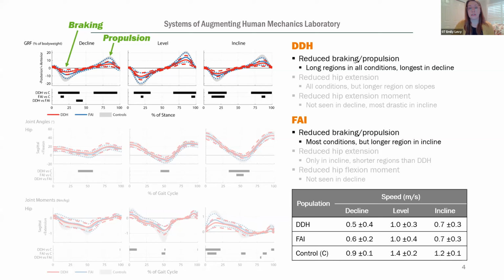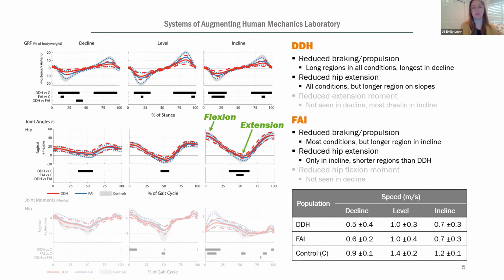So we saw reduced braking and propulsion in both DDH and impinged patients, but there were longer regions in dysplastic patients, the longest in decline, whereas FAI had shorter regions but longer in incline.